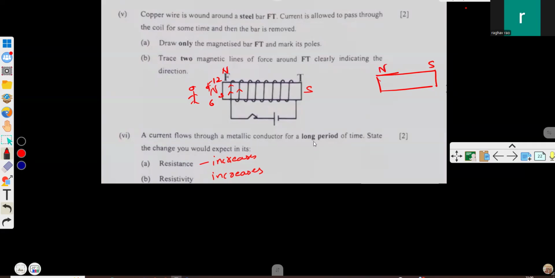Current flows through a metallic conductor for a long period of time. Whenever there is a long period of time, temperature increases. Whenever temperature increases, resistance also increases. Resistivity also increases. As I have told you, resistivity will be increasing whenever there is a change in temperature. At a particular temperature, resistivity is a constant value.